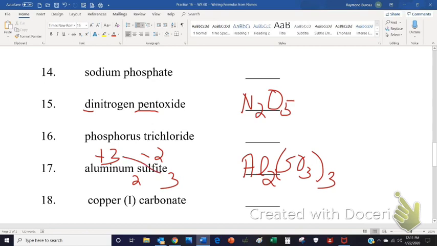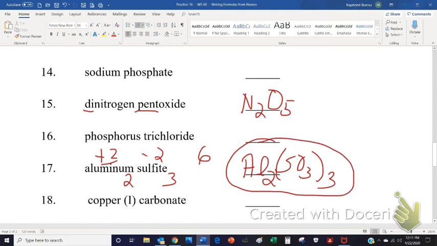We did the 3-2 switcheroo, or we could have said it this way. Take these off. We need the LCM to be 6. That means +3 twice is +6, and -2 3 times is -6. We still end up with Al2(SO3)3.